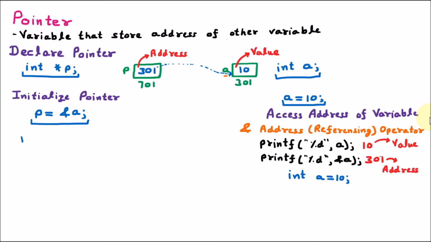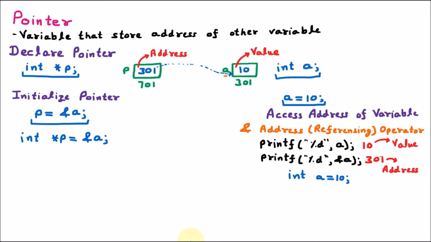So here we can say that this is int *P. That means first of all declare the pointer, which is equal to address of A. That means it is the pointer initialization. So we can do both things together.